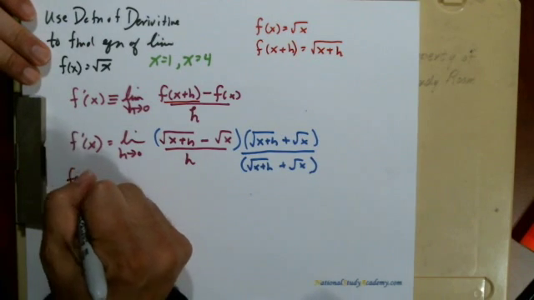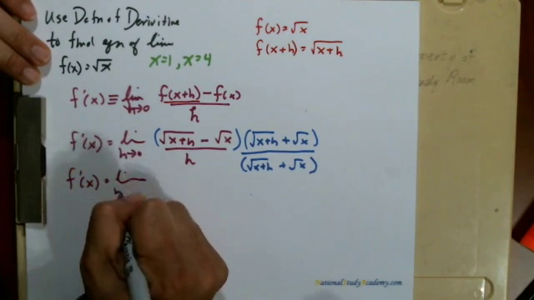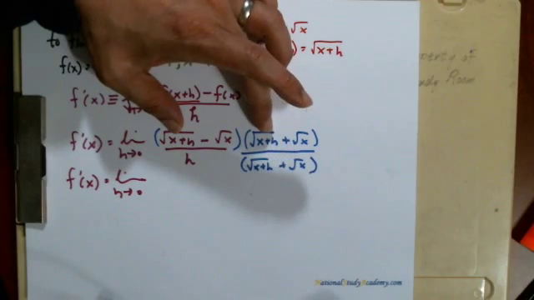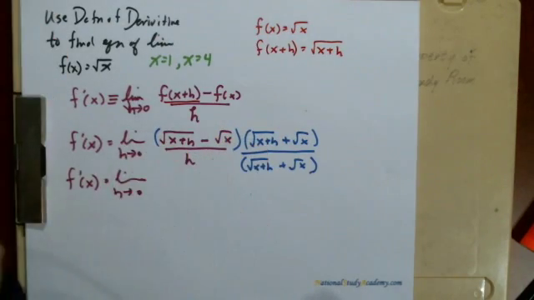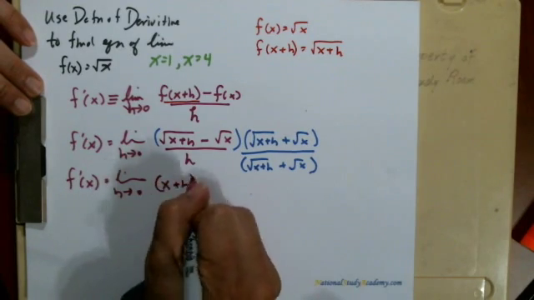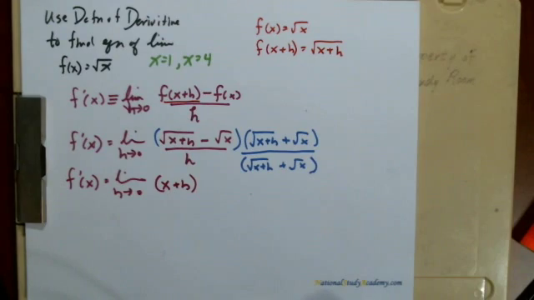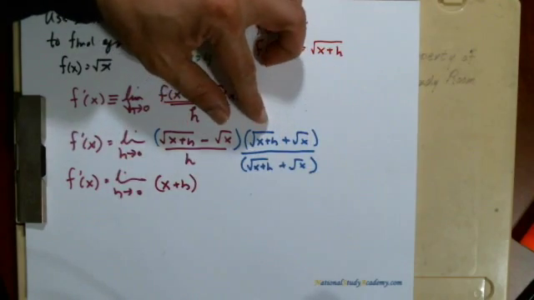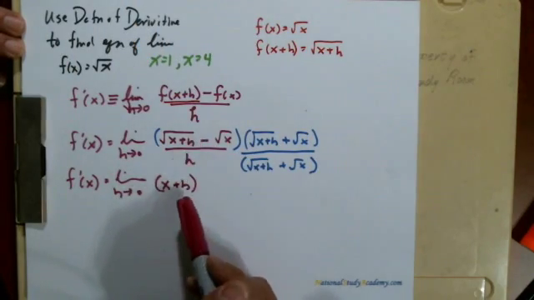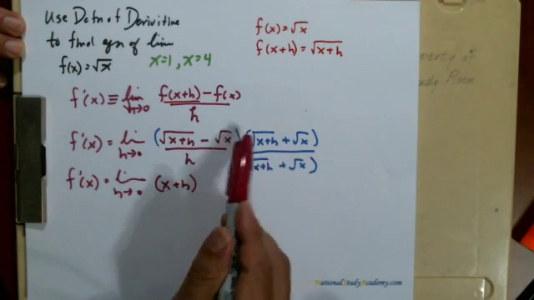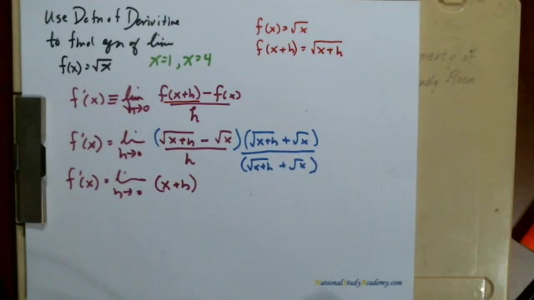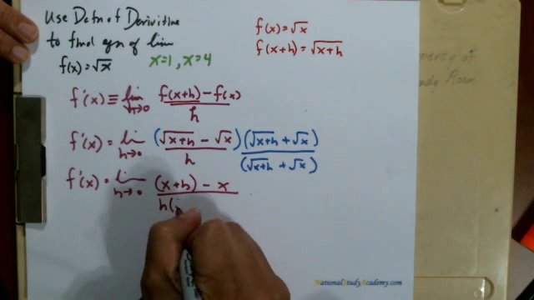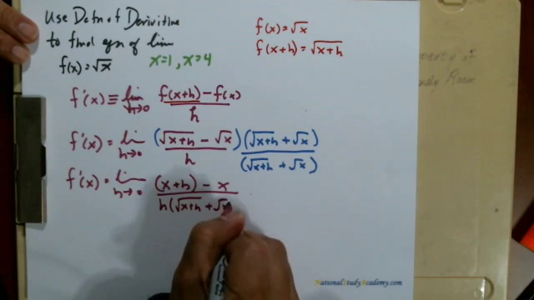F prime of x is equal to the limit as h approaches 0. What's the beauty of conjugates here: the square root of x plus h times the square root of x plus h just becomes x plus h. The outer and the inner terms will always cancel in a conjugate, since one is a plus and one is a minus. And the square root of x times the square root of x is minus x, all over h times the square root of x plus h plus the square root of x. We do not multiply out the denominator; keep it factored.